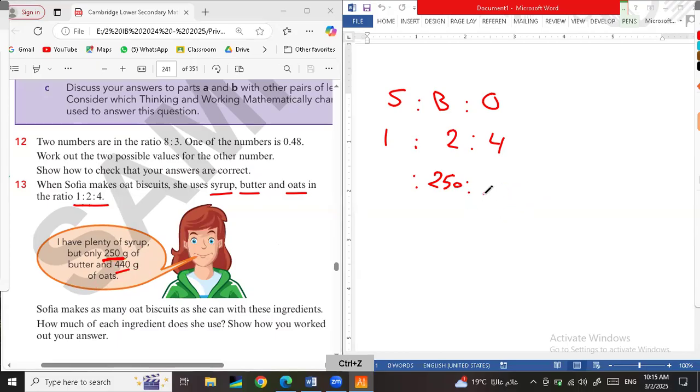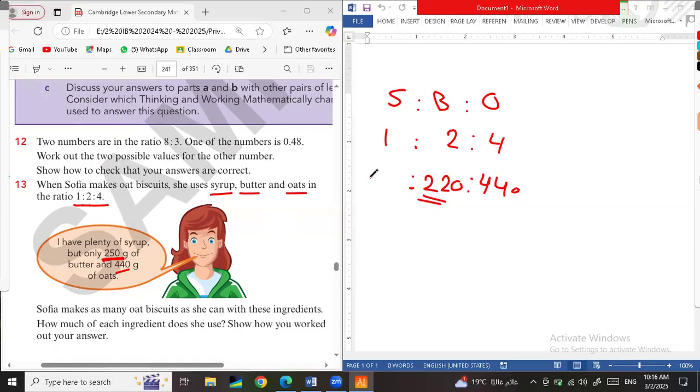We are supposed to go back and start with the oats. I say here the oats is 440 and I see how much butter will be used. 440 divided by 4 is 110, times 2 is going to be 220. Is this available or not available? Yes, 220 of the butter is available. She has 250, so 220 is available.